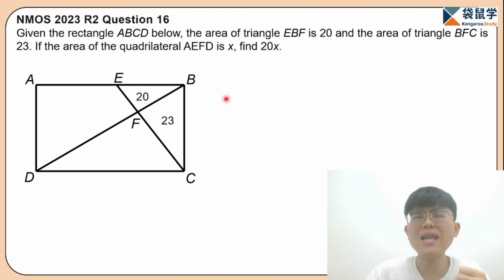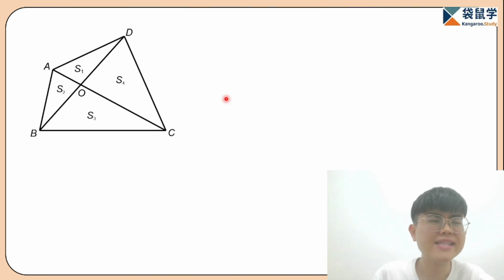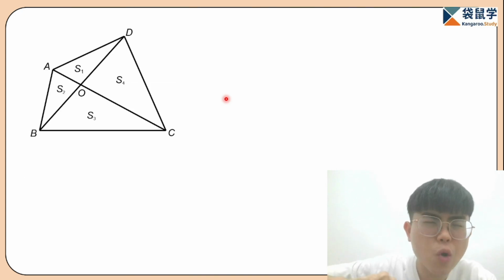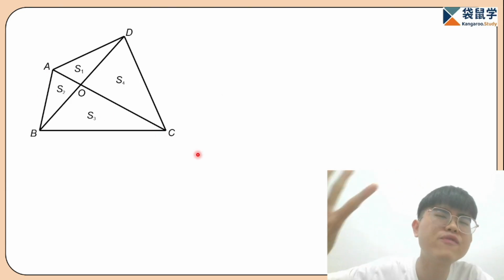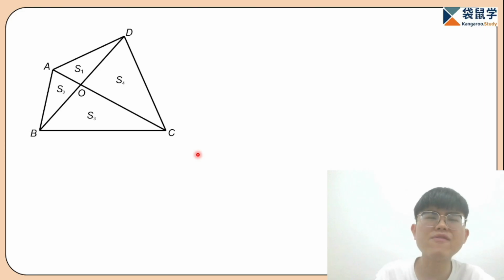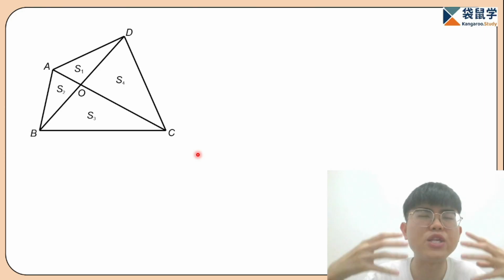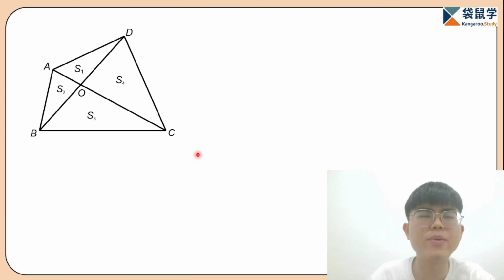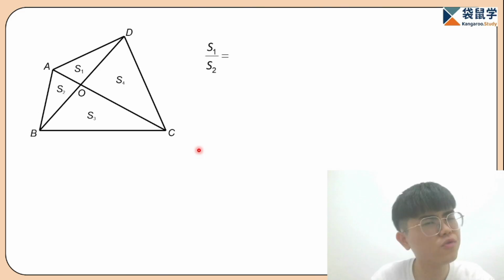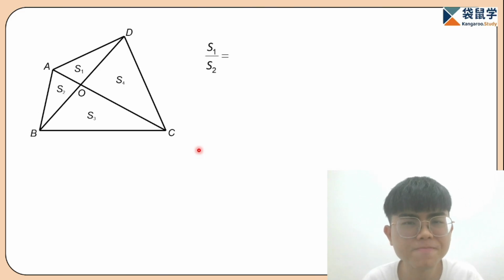Okay, everyone, now let's have a look at one example. We have this quadrilateral right here, and there are two lines, DB and AC, cutting through it, and it forms four different triangles. Now let's say we want to find the relationship between the triangles. Let's say we want to find the area ratio between S1 and S2. Now, what would it be?